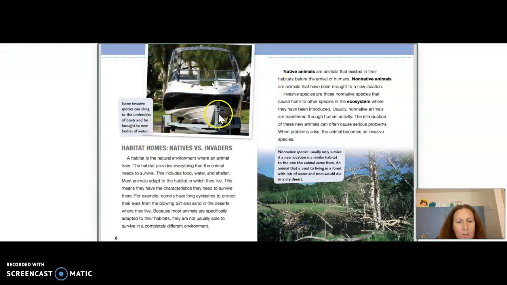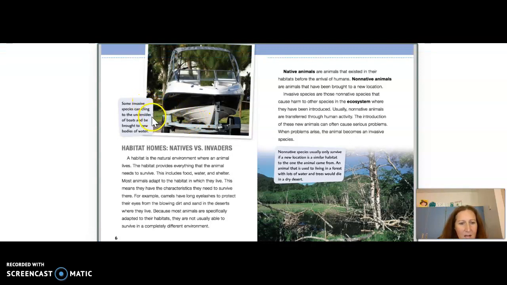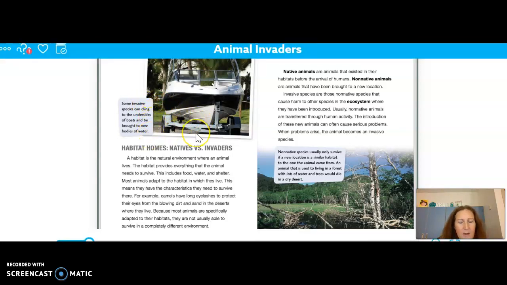So one thing that we have in Florida, we have a lot of boats. People do a lot of boating. So when I look at this picture of the boat, I'm going to read the caption. It says, some invasive species can cling to the undersides of the boats and be brought to new bodies of water. So that to me means a fish or some kind of a sea animal in one part of the world might get stuck on the bottom of a boat. And as the boat travels, oh, it gets dropped off in another part of the world. And you know that we've read about the lionfish. So I'm just thinking, oh, like the lionfish doesn't belong down by the Florida Keys. It got here by coming from a different part of the world.